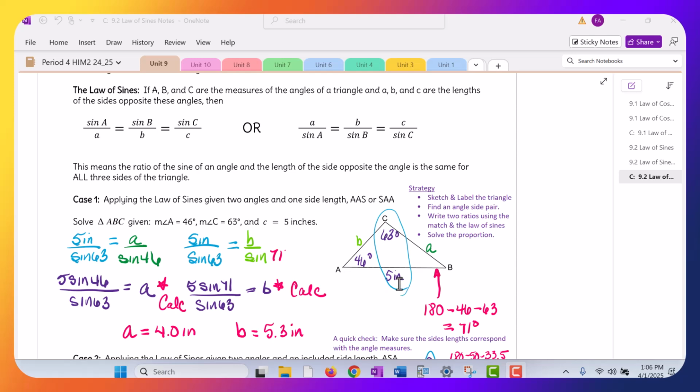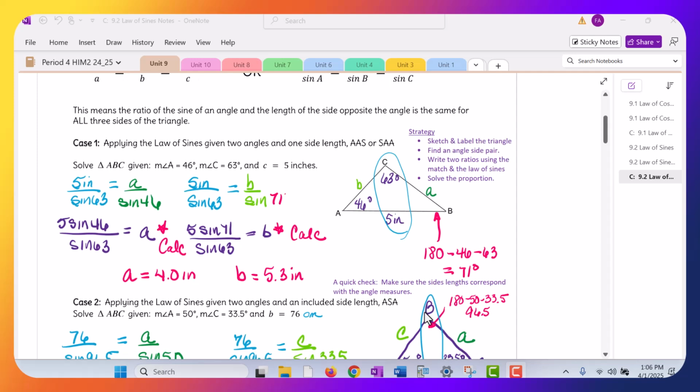We find our match. We write 5 is to the sine of 63 as a is to the sine of 46. And then we repeat it. 5 is to the sine of 63 as b is to the sine of 71. And I get that 71 by using the fact that the angles of a triangle are supplementary. And then we solve our ratios for a and b, grab our calculator, and we get 4.0 inches and 5.3 inches.